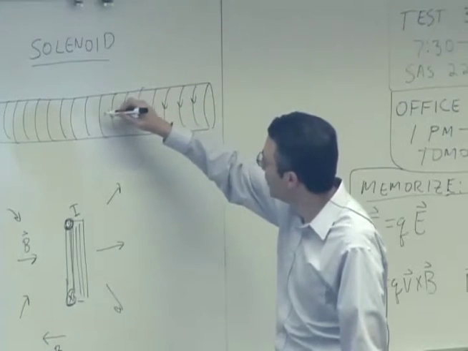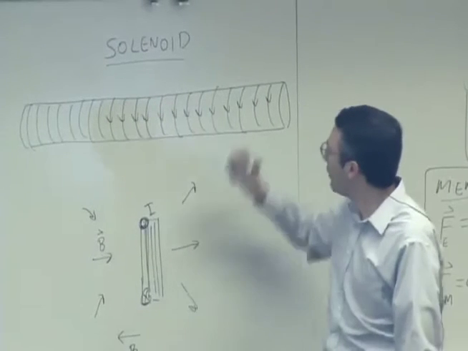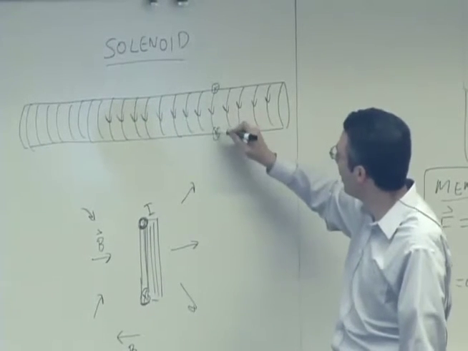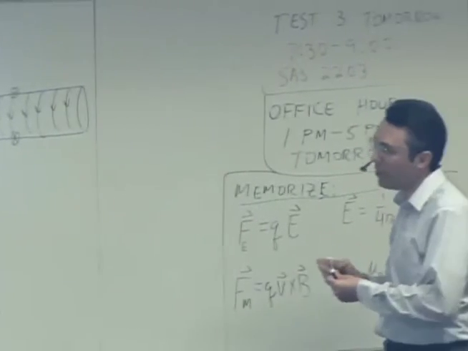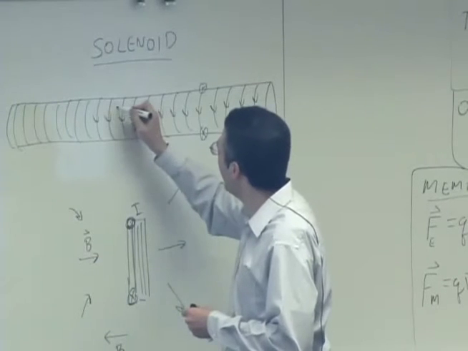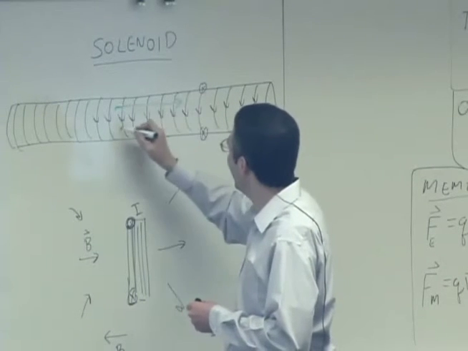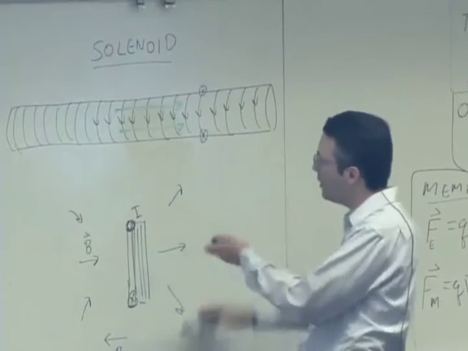And what happens is that you have, again, current coming out at the top, going in at the bottom. Inside the solenoid, you're going to get a magnetic field, and the direction is going to be given the same way. And so inside, we have a magnetic field pointing in this direction. So this is the magnetic field inside the tube here.